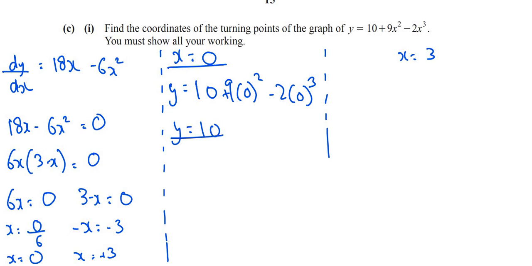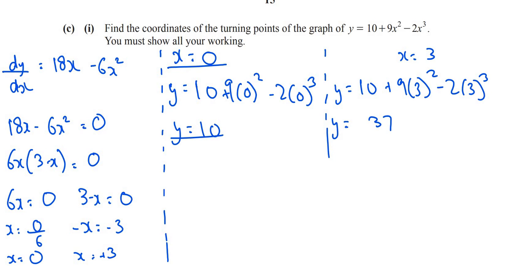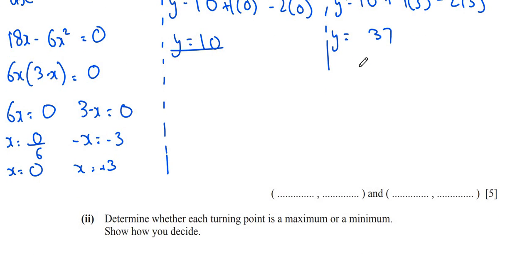And y is equal to 10 plus 9 multiplied by 3 square minus 2 multiplied by 3 cube. So y is equal to 37. So when x is equal to 3, y is equal to 37. So your answer is going to be (0, 10) and (3, 37).